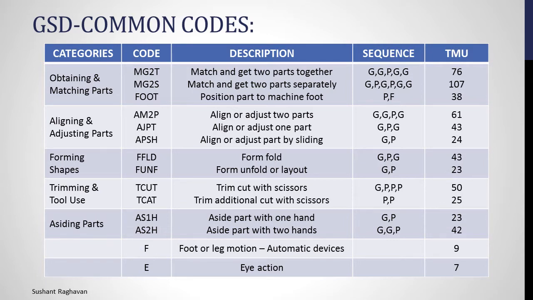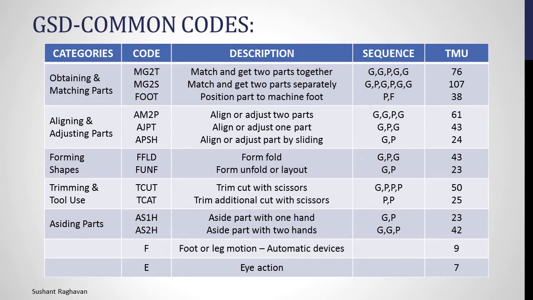Aligning and adjusting parts. AM2P, align or adjust 2 parts. AJPT, align or adjust 1 part. APSH, align or adjust part by sliding. Forming shapes. FFLD, form fold. FUNF, form unfold or layout.